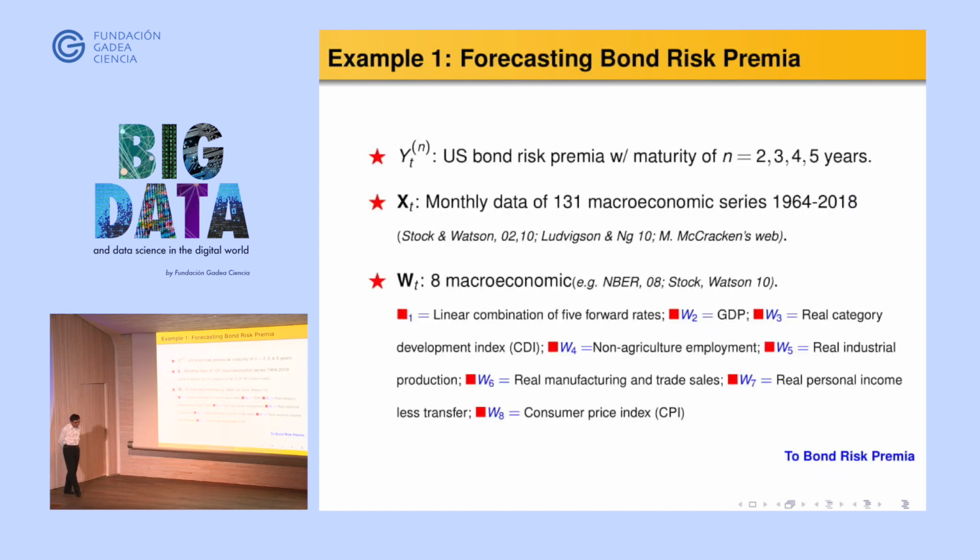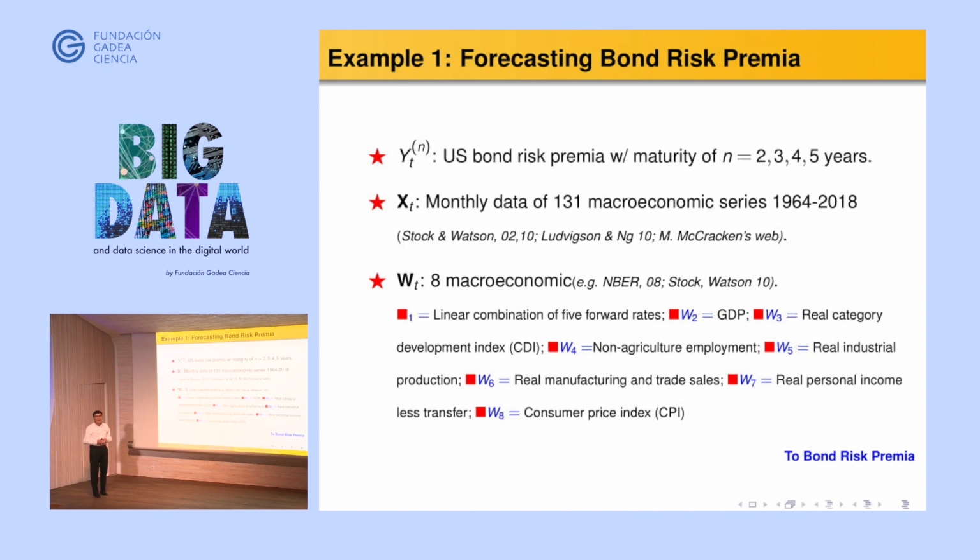And let me begin with examples. So this is a very typical example. You want to forecast something. In this case, it is U.S. government bond risk premia, and let's say maturity would be 2 years, 3 years, 4 years, and 5 years. So you could think of four outputs, or you could just think of each individual time series you want to forecast. And what is the data available to you?